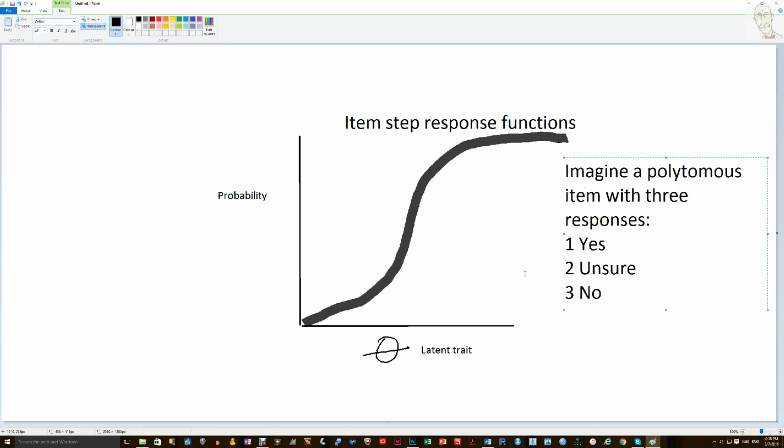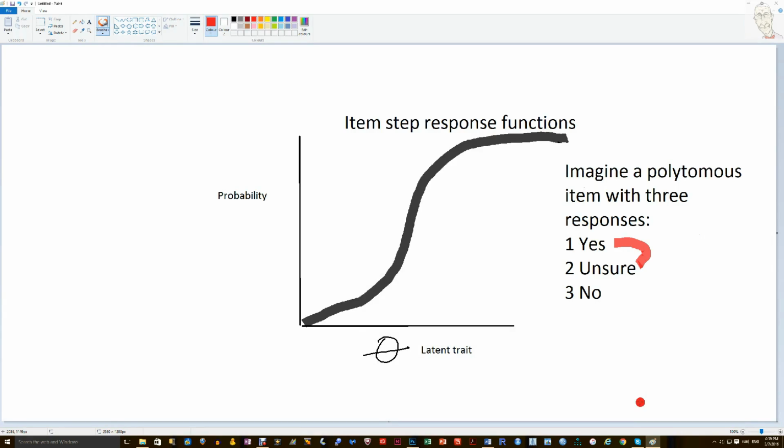So imagine a polytomous item with three responses: yes, unsure, and no. Clearly there are three responses, but there are two item steps here. There's one step between yes and unsure. Here I've marked it in red. And there's a second step between unsure and no, which I've marked here in green. So I've labelled them here step 1 and step 2 in their respective colours.